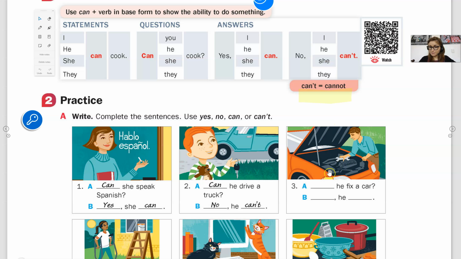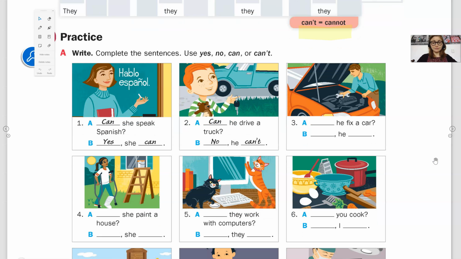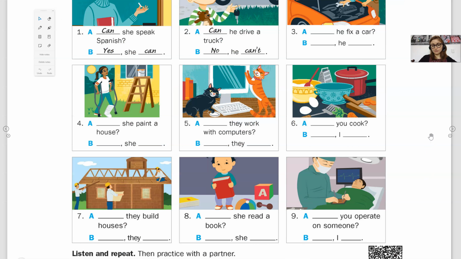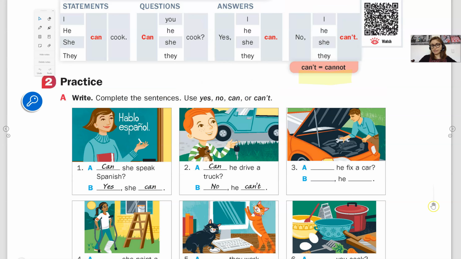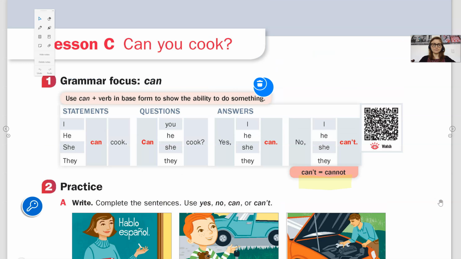All right, for number 3, we have a man here, and he's in the engine of the car. So the question, can he fix a car? Yes, I think so. He looks very comfortable, very confident. So yes, he can. This is positive. All right, so what you can do is you can complete this if you like. If not, we will continue this on Thursday. We will keep practicing on Thursday. So it's up to you if you want to practice or just wait till Thursday. Okay, it's just a little review.